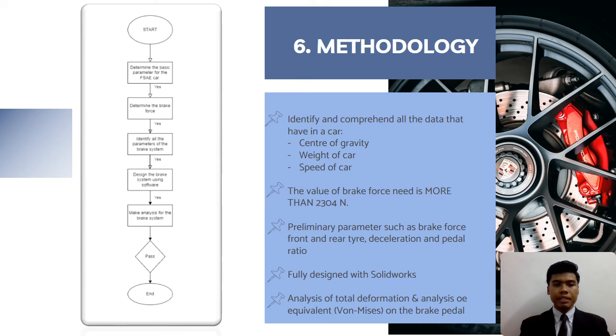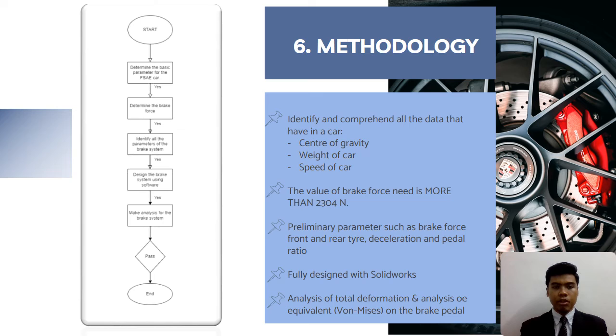The first step is to determine the basic parameters for the FSAE car. It is required to identify and comprehend all the data of a car such as center of gravity, weight of the car, and speed of the car. For the second step, determine the brake force. The value of brake force that needs to be achieved is more than 2304 Newton, to lock all four wheels simultaneously.